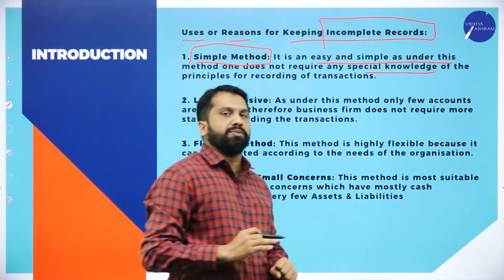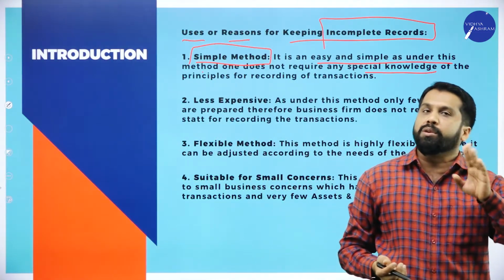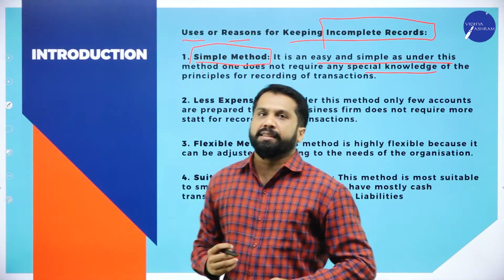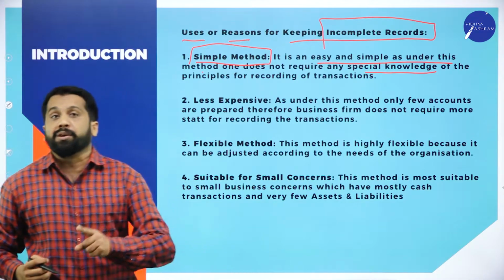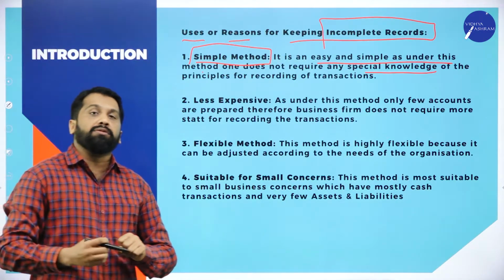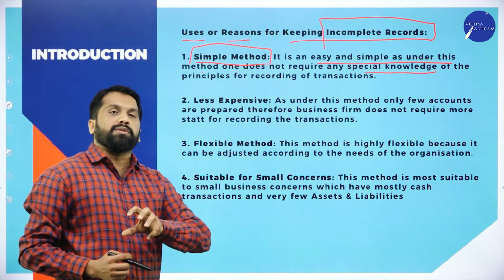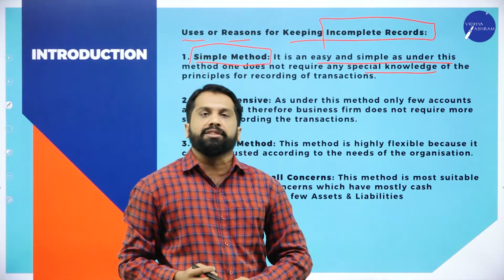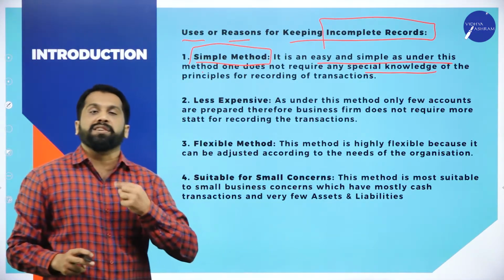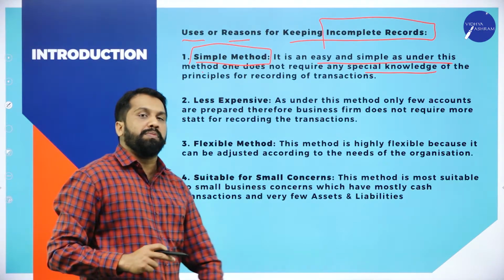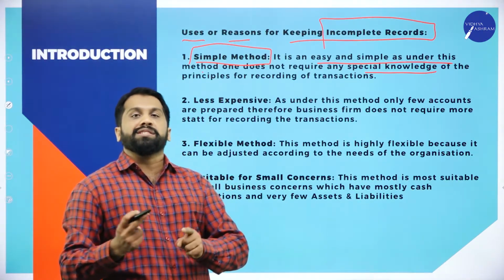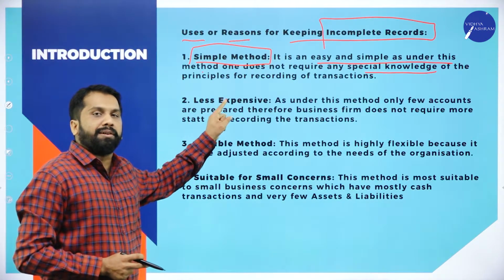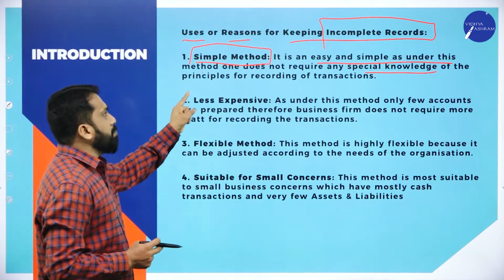For example, you are running a big company. It is almost 10 years old. The turnover is around 1 crore plus. What will you do? You will appoint an accountant, a chartered accountant or auditor, and you have to pay them. To do the audit, the accounting, and all your GST calculation, that person should have special knowledge and should be qualified. Those kinds of restrictions you will not get in incomplete records. That's why we call it a simple method.